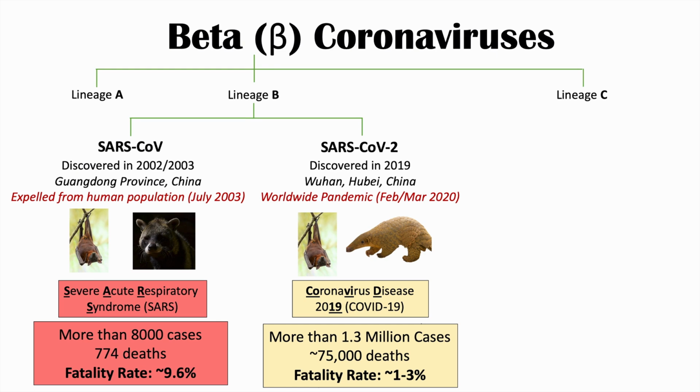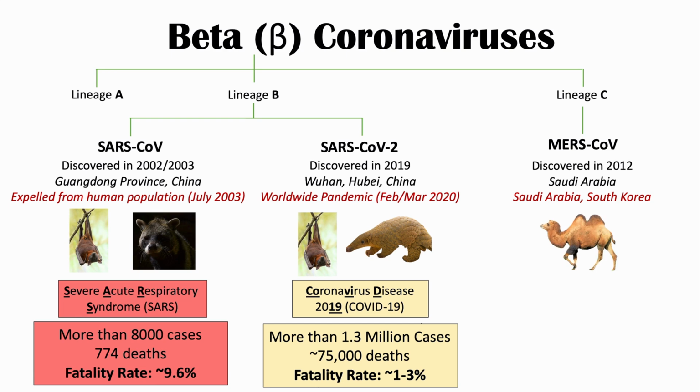And the last virus is in lineage C of the beta coronaviruses. This is the MERS coronavirus, or the Middle East Respiratory Syndrome coronavirus. This virus was discovered in 2012 in Saudi Arabia, and it really hasn't gained a whole lot of traction in the world, fortunately. Really, it's only been localized to Saudi Arabia, and there was an outbreak in South Korea as well. This is believed to come from camels, so individuals, particularly drinking camel milk, can be exposed to this virus.